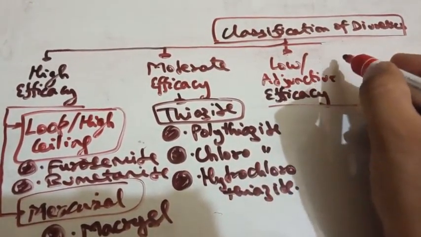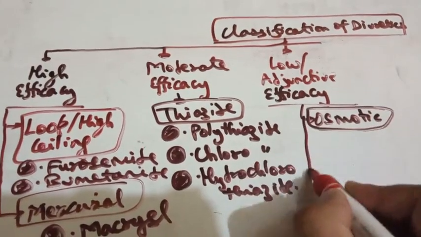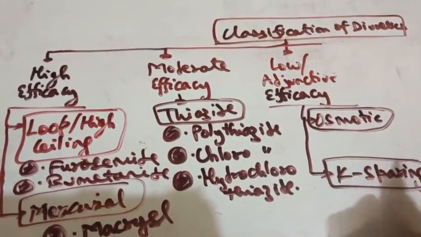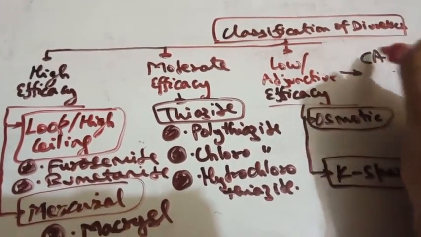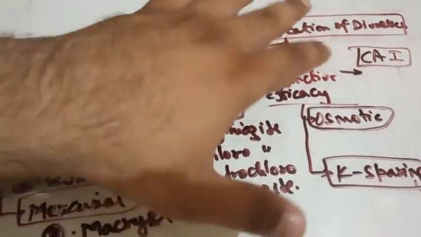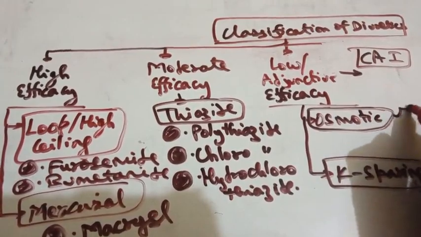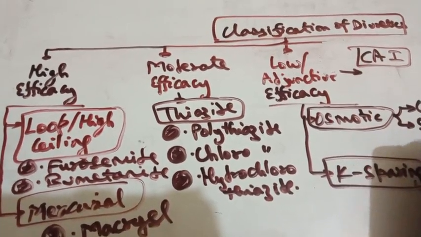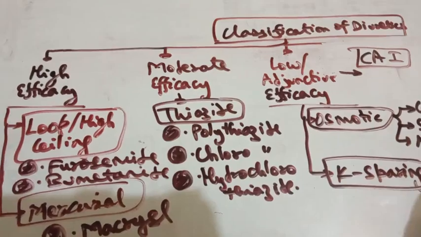So adjunctive diuretics include three further subclasses: osmotic diuretics, potassium sparing diuretics, and carbonic anhydrase inhibitors. These are the subclasses found within low or adjunctive efficacy diuretics. Osmotic diuretics include drugs like glycerin, sorbitol, and mannitol.